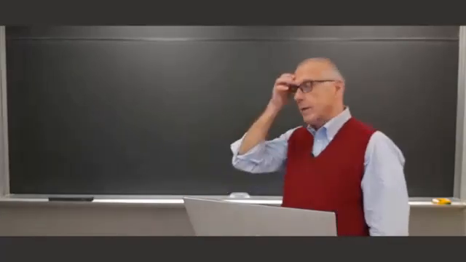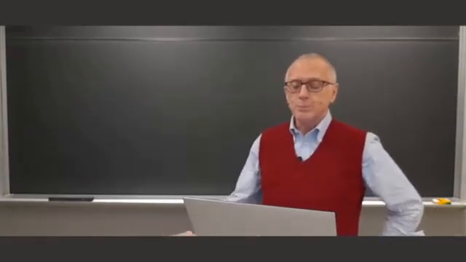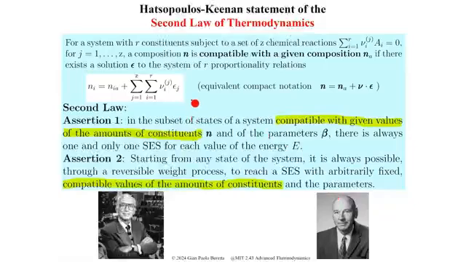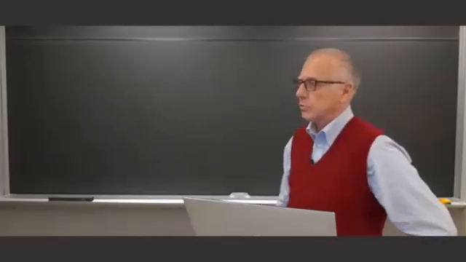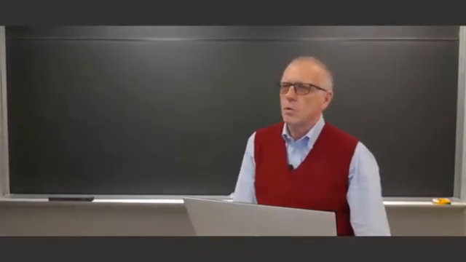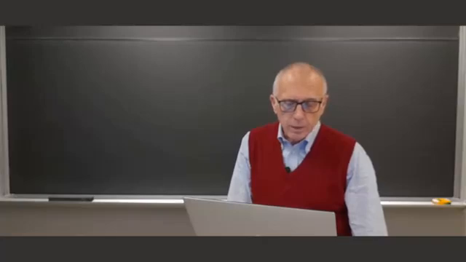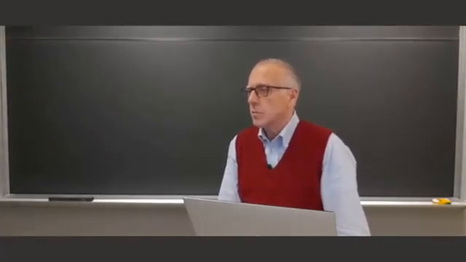Now let's go back to the statement of the second law. This is the same slide that we have seen long ago, second lecture, I believe, or maybe even the first, where I added some more specifics because we didn't stress it then. In the statement we wrote that in the subset of states of a system compatible with given values of the amounts of constituents. We sort of skipped discussing what that compatible means because now we have the tools. So compatible means that the amounts of constituents may change according to an internal mechanism such as a chemical reaction.